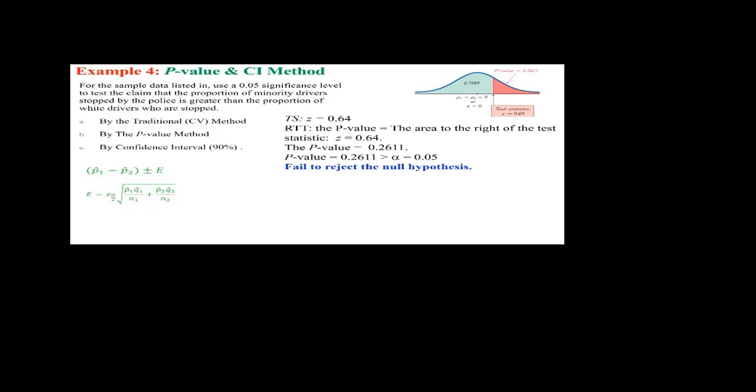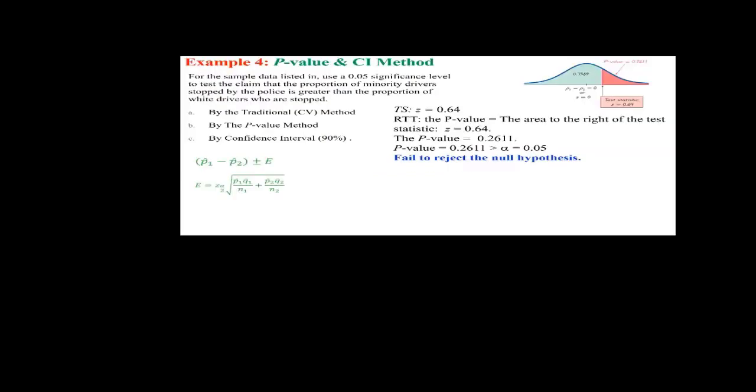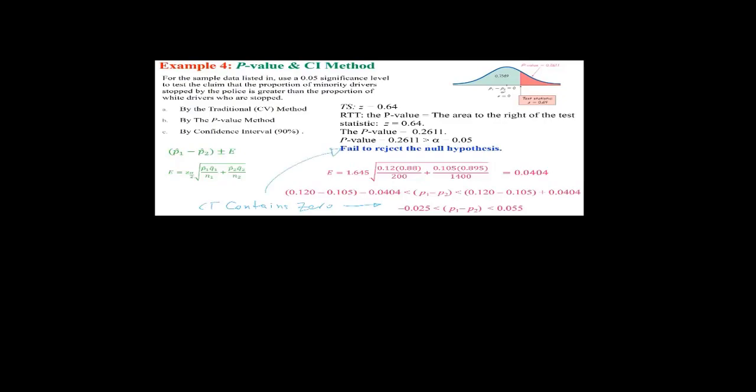To come up with a confidence interval, you need the formula on the left side, P1 hat minus P2 hat plus or minus E. P1 hat minus P2 hat, you actually have it when you calculated the test statistic. So all you have to calculate is the value of E. Simply plug in, and when you plug in, you end up with 0.0404. You're going to subtract and add this number to P1 hat minus P2 hat, and it results in the following. We did not reject H0. Same result here. Why is that? Because this contains 0. Same result, fail to reject the null hypothesis.